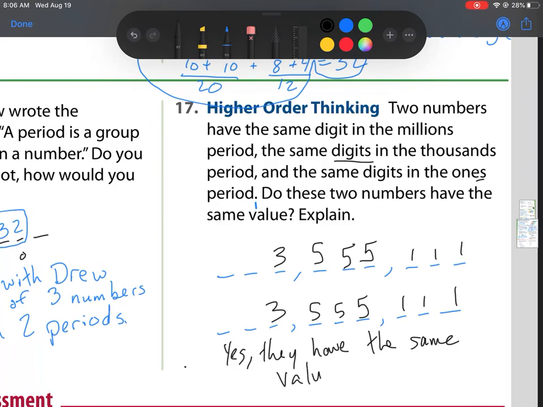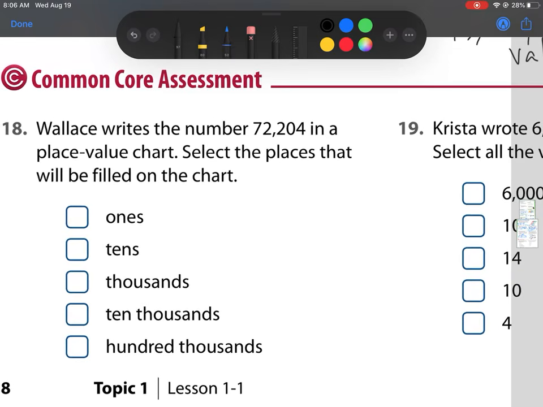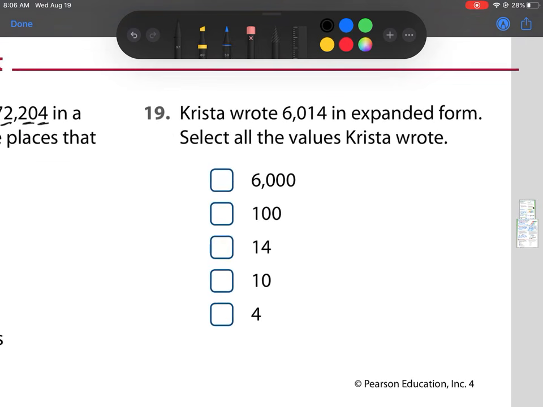Okay, we have 2 more, guys. You're doing excellent. So we have Wallace writes the number 72,204 in a place value chart. Select the places that will be filled in the chart. Well, does she do ones? Yeah. Does she do the tens? Yeah. Even though it's a 0, she still on that place value chart has to put that in. What about the thousands? Yeah. Our next one is the 10,000s. Does she put anything in the 100,000s? No, there's no 100,000. So that one's going to be our blank one.